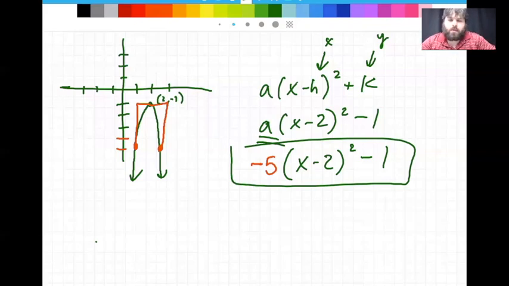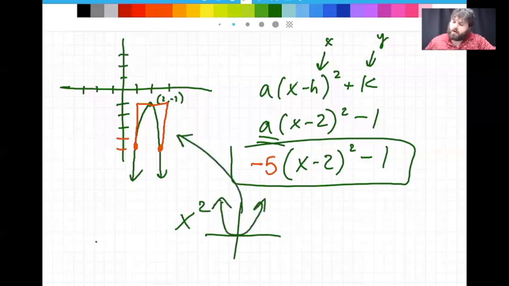So another way you could use is transformations, right? Think of this thing as x squared, which is like this. How do I get from here to here? Well, I shifted right 2, right? I went right 2.